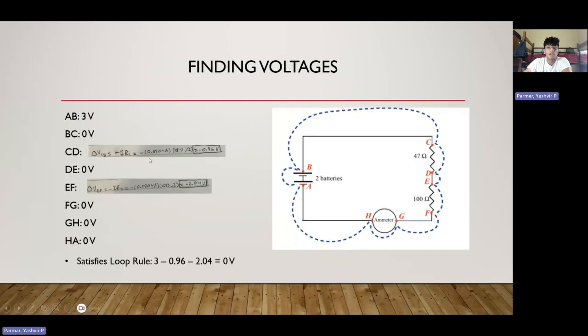Now to find the voltages at each point on the circuit, the voltage between A and B is 3 volts because of the battery. The voltage between B and C is going to be 0 volts. The voltage between C and D, because of the resistor, will be negative 0.96 volts. D and E, 0. E and F, negative 2.04 because of the 100 ohm resistor. And then F, G, G, H, H, A, all 0 volts, because like we said, the resistance of an ammeter is negligible. As you can see, this satisfies the loop rule.